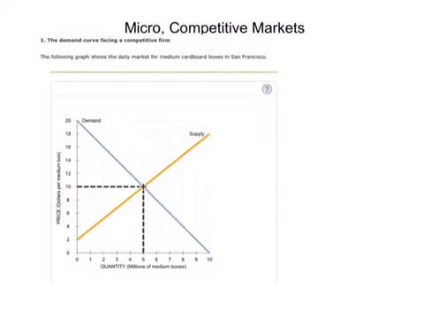So this firm can produce 5 million boxes, they can produce 2 million boxes, they can produce 10 million boxes, it doesn't matter what they do. They're a small enough part of this market that their price is always going to be $10. So if they produce one box, their total revenue will be $10.